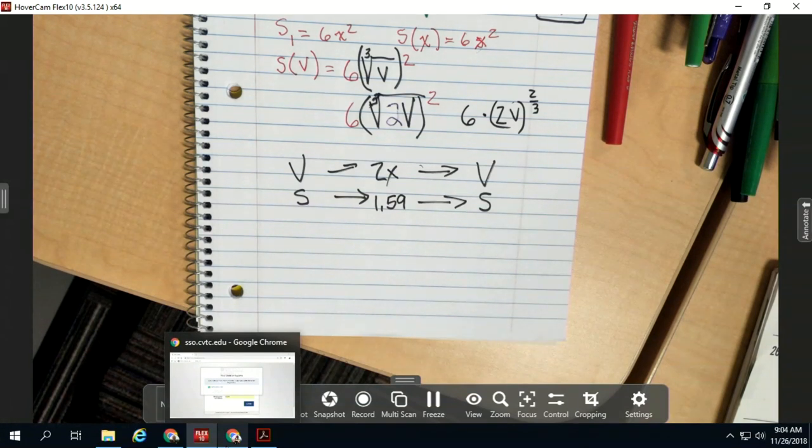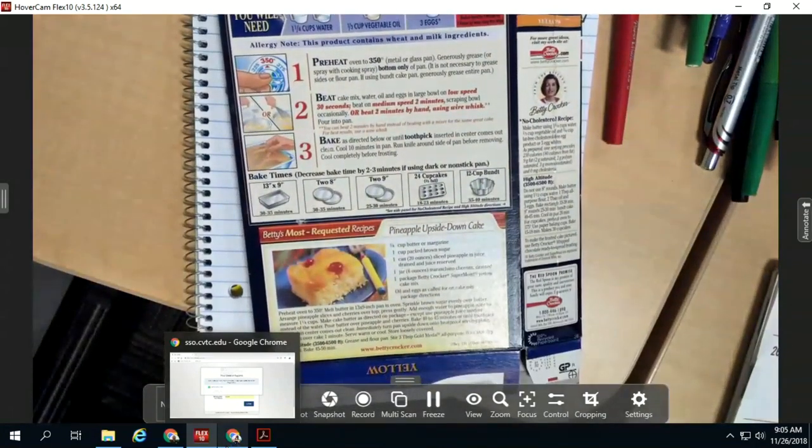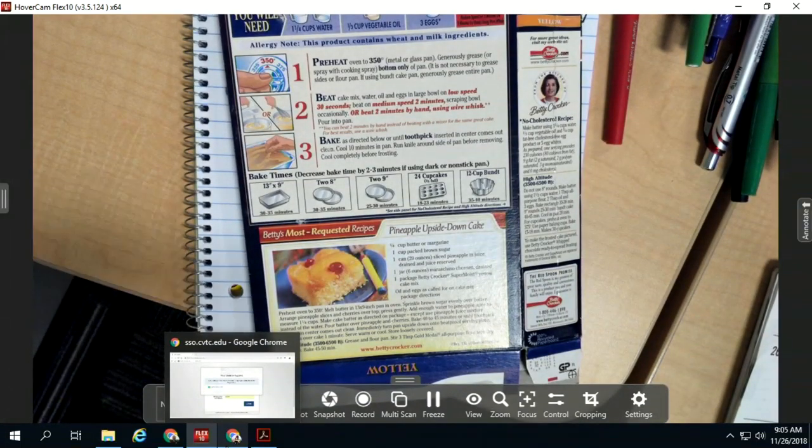But what happens to the cake mix as you squeeze it into a smaller circle? It's going to get thicker, right? So here's what they say. 2 8-inch take 30 to 35 minutes. 2 9-inch take 25 to 30 minutes. This all has to do with an idea called scaling.